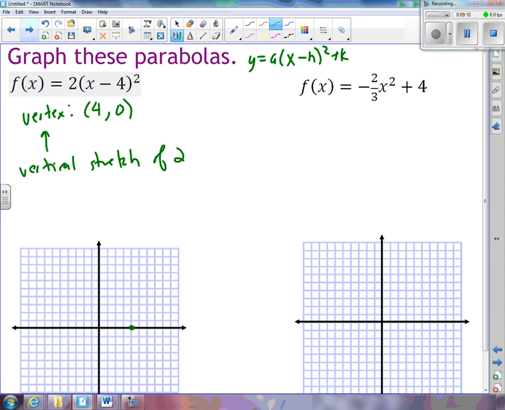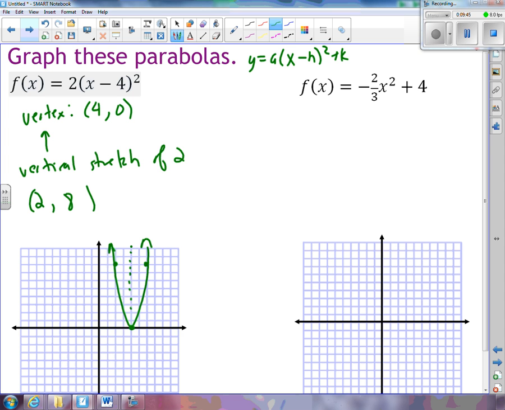Now I'm just going to plug in one other point. Plug in whatever you want. I'm going to plug in, I don't know, 2. So if I plug in the point 2, then I get 2 minus 4 is negative 2. Squared is positive 4 times 2 is 8. So now I have the point 2, 1, 2, 3, 4, 5, 6, 7, 8. And I know that my vertex is on the axis of symmetry, so you can just reflect that point over like we did before, and then you can draw your pretty little U, and it's a little skinnier than expected.